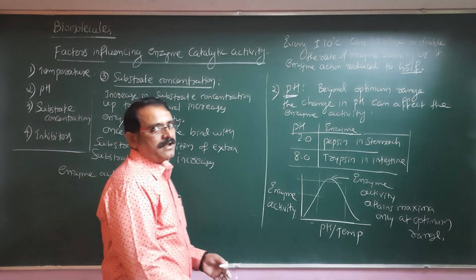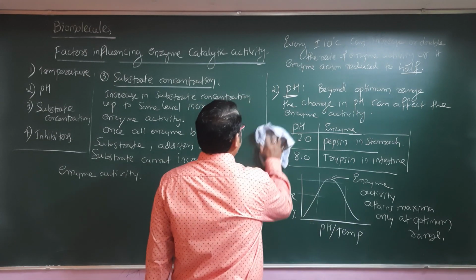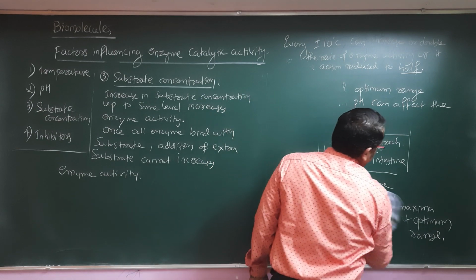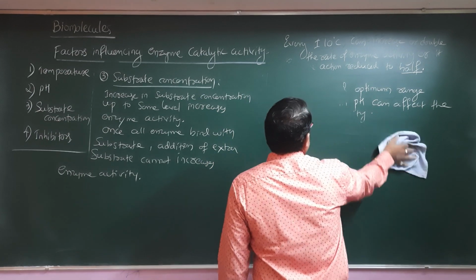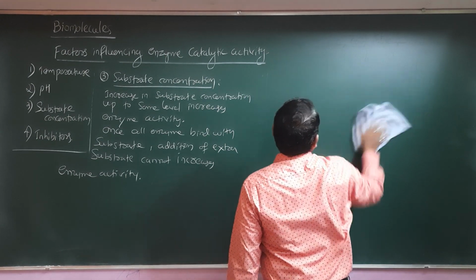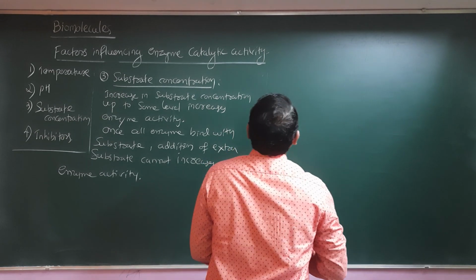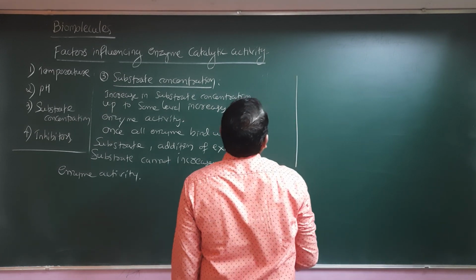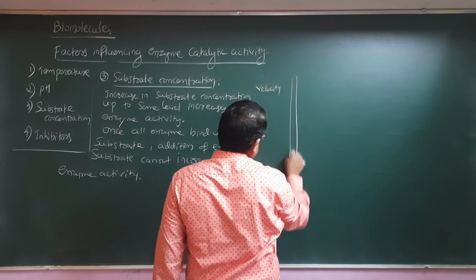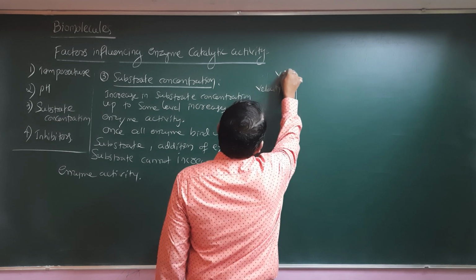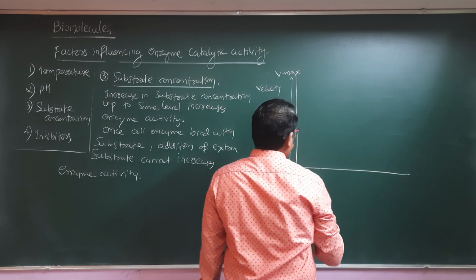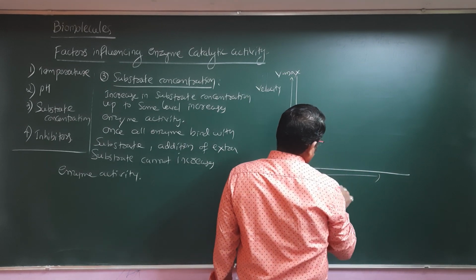So a simple graph is very essential to understand this. Let us understand how substrate concentration and the enzyme rate of reaction, or velocity of the reaction, are correlated. Here the y-axis we call the velocity or the rate of reaction. So it is Vmax here, the maximum, and then here, mainly, the substrate concentration.